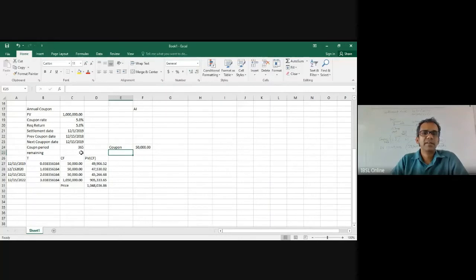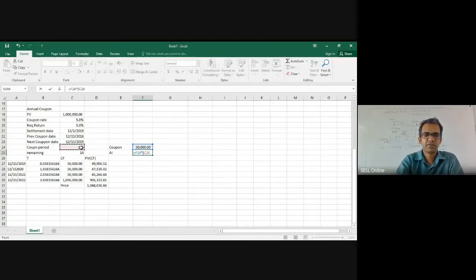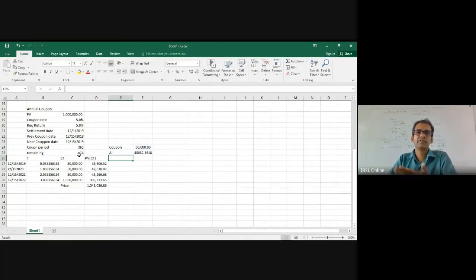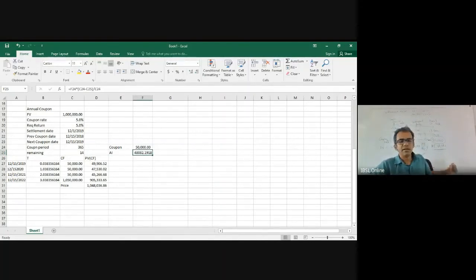And the remaining number of days, 14. For the whole coupon period, it's 365. So therefore, accrued interest is 50,000 times 365 minus 14, that means whatever the past period, divided by 365, because 365 minus 14 will give you 351. That gives 48,082.